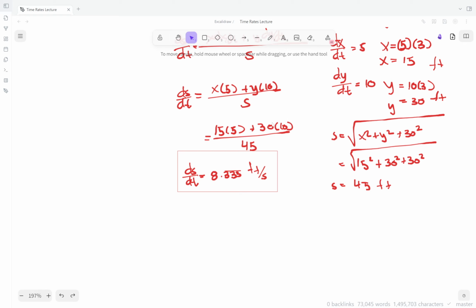We found out that the rate of separation after 3 seconds is 8.333, a repeating decimal, after the said time. Okay, so I hope that's clear.